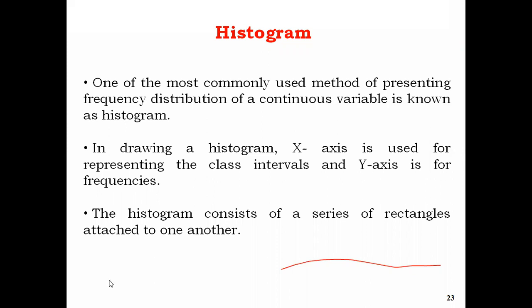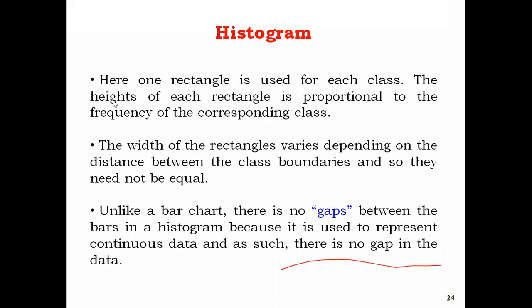And the histogram consists of a series of rectangles attached to one another. Attached to one another, that means what? One rectangle is used for each class. The height of each rectangle is proportional to the frequency of the corresponding class. I think all of you understood.